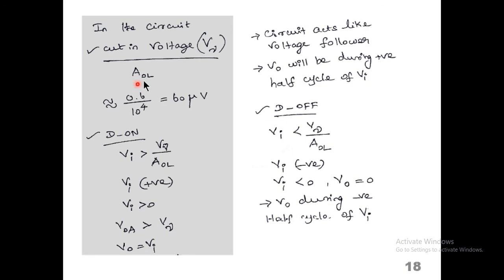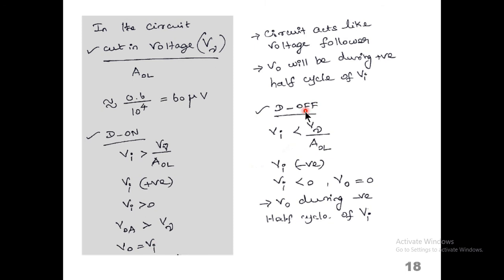In a circuit, the cut-in voltage V gamma divided by the open loop gain is 0.6 divided by 10 to the power 4, approximately equal to 60 microvolt. When the diode is in the on condition, the input voltage is greater than the cut-in voltage divided by the open loop gain. The input voltage is positive. When the input voltage is greater than 0, the output voltage will be similar to the input voltage, that is equal to Vi.